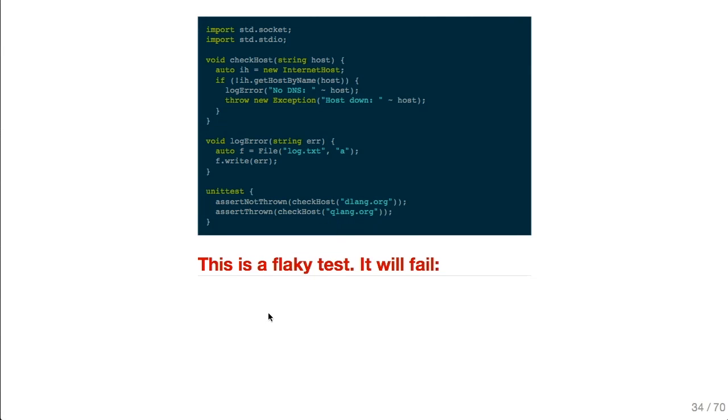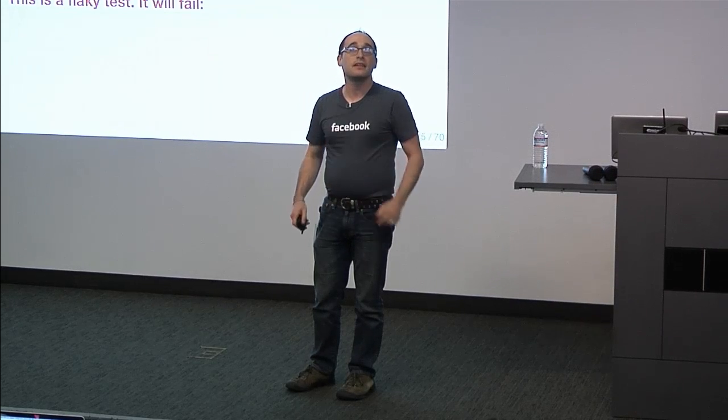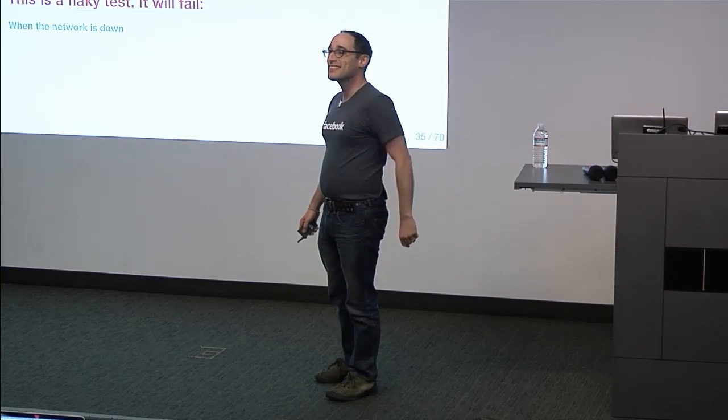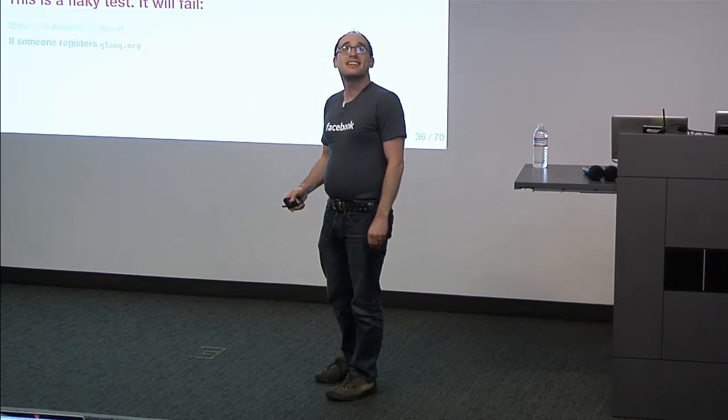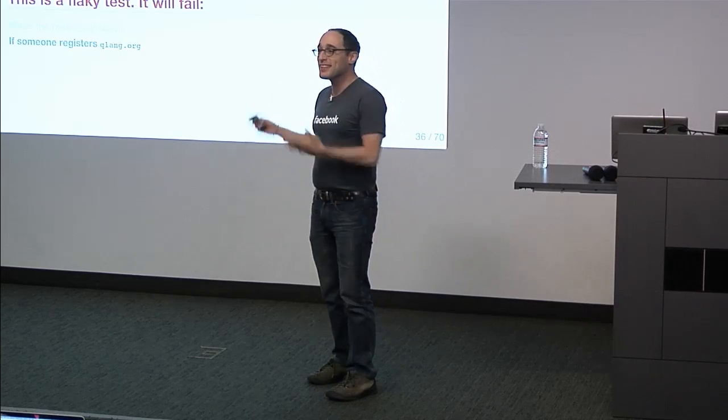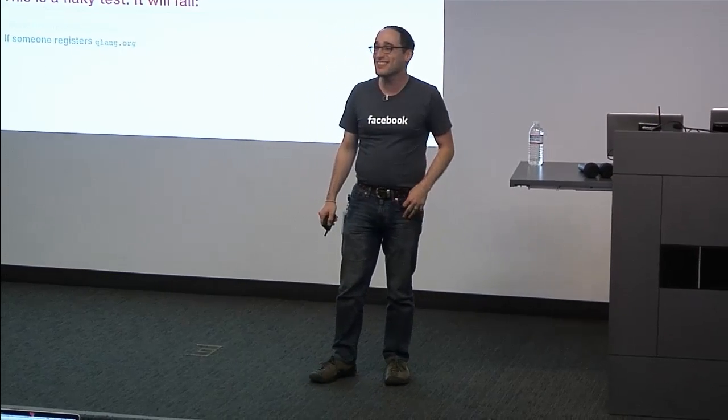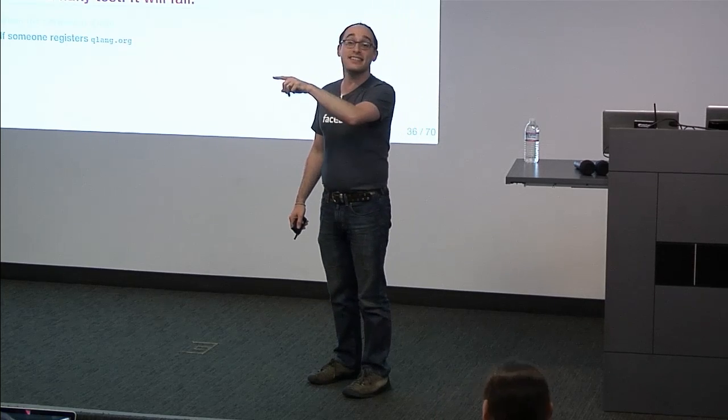So can anybody tell me, when is this test going to fail? Because ideally, I want it to fail when the code changes, right? What are some other times it might fail? When the network's down, for example. Yeah. It might fail when the network's down. That's a good one. When somebody registers qlang.org. If someone registers qlang.org, that's an excellent one. I like that. Do you have any others? He's not a plant, by the way. He's my coworker, but I did not coach him on that.